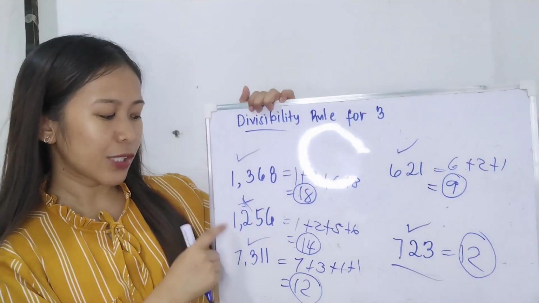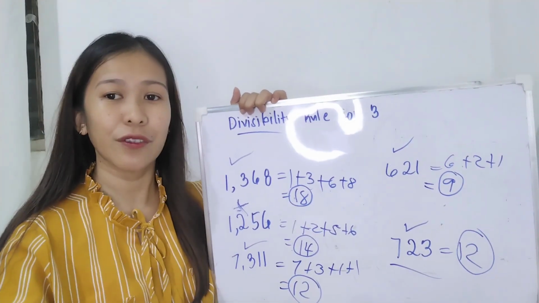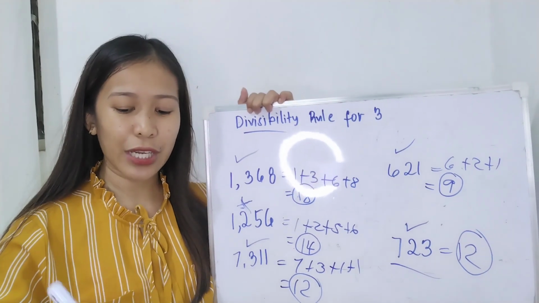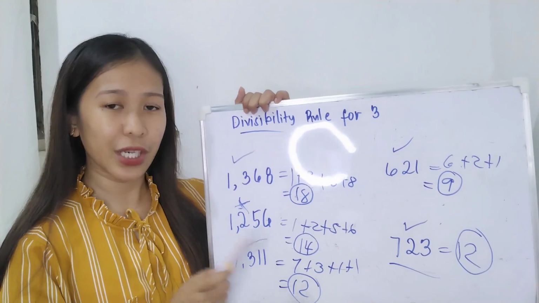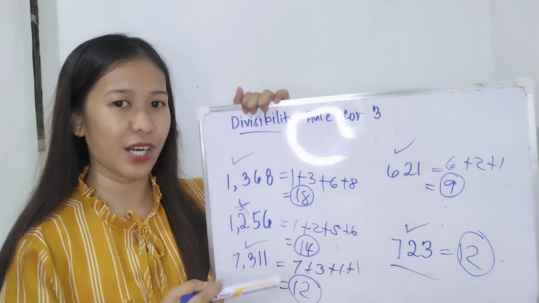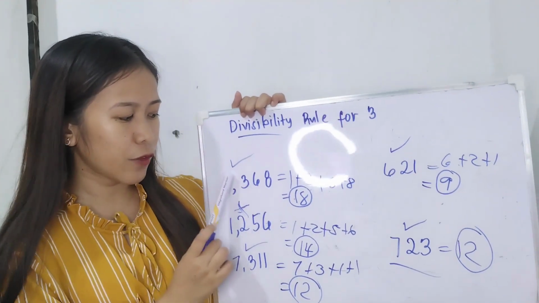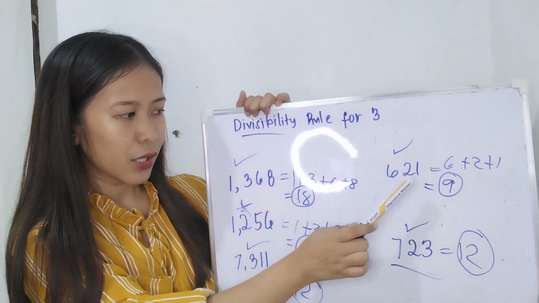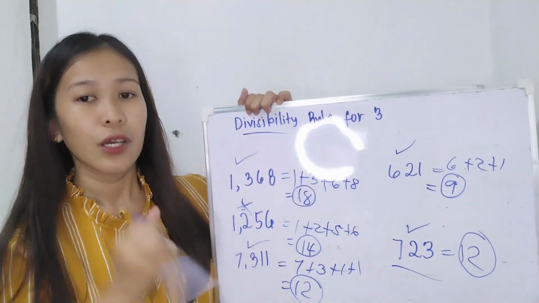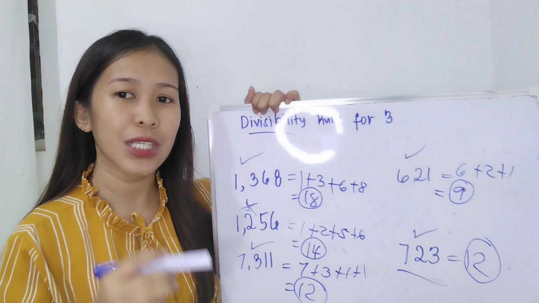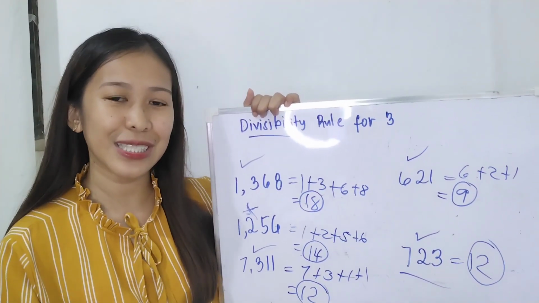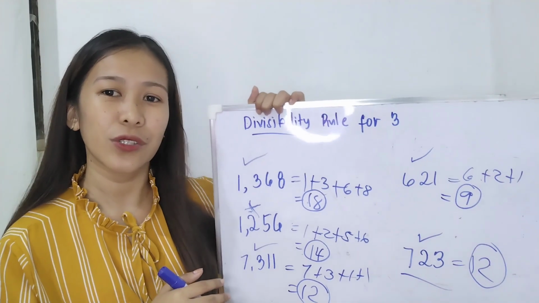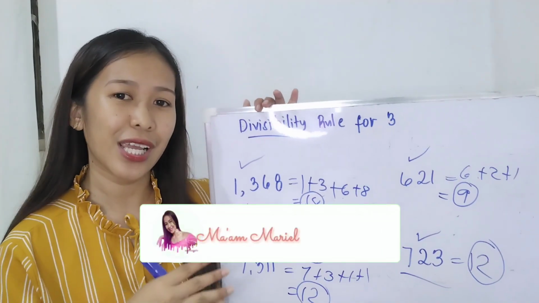Only 1,256 is not divisible by 3. Even if you check it in a calculator, you will get a remainder, or magkakaroon ka ng remainder. But when you divide these other numbers by 3, those are divisible by 3, or there's no remainder. Ganun lang kasimple ang divisibility rule for 3.